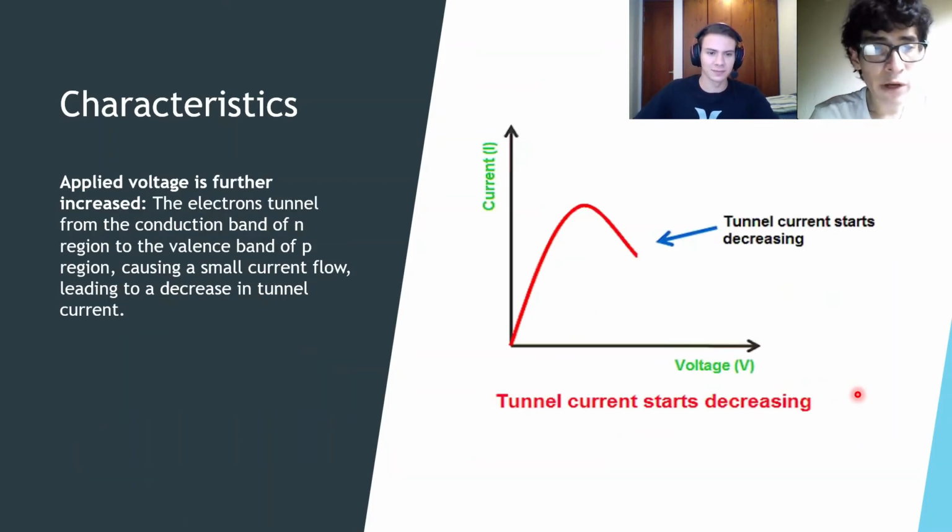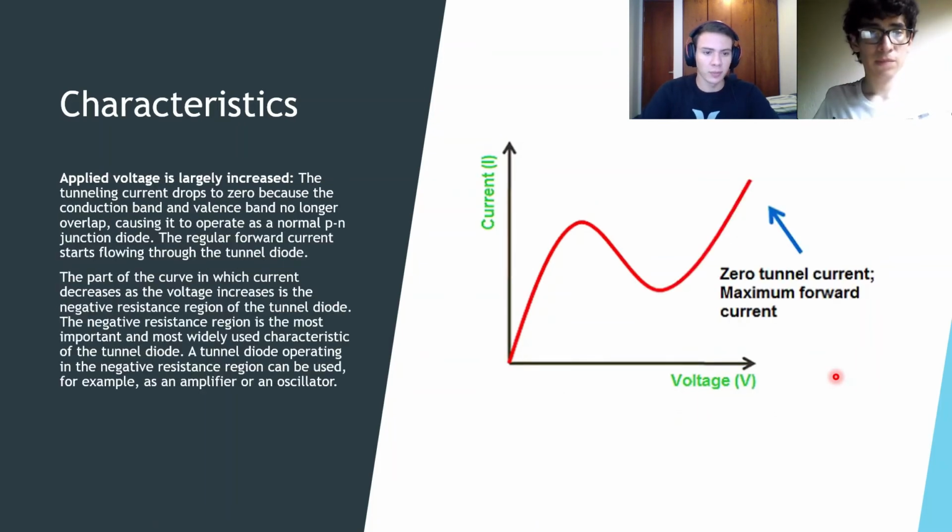When the applied voltage is further increased, the electrons tunnel from the conduction band of the N region to the valence band of the P region, causing a small current flow, leading to a decrease in tunnel current. When the applied voltage is largely increased, the tunneling current drops to zero because the conduction band and valence band no longer overlap, causing it to operate as a normal p-n junction diode. The regular forward current starts flowing through the tunnel diode.